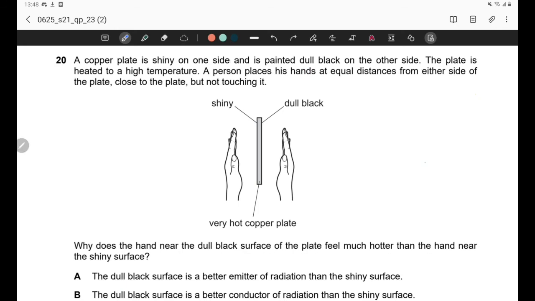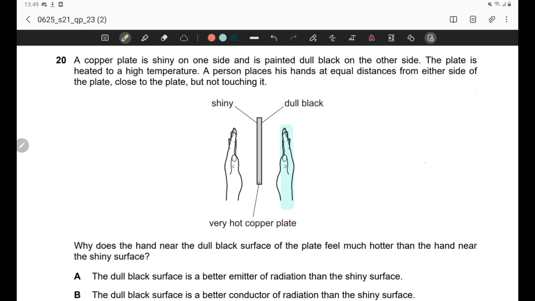Question 20. A copper plate is shiny on one side and is painted dull black on the other side. The plate is heated to a high temperature. A person places his hands at equal distance from either side of the plate, close to the plate but not touching it. Why does the hand near the dull black surface of the plate feel much hotter than the hand near the shiny surface? So, the hand near the dull black feels much hotter.